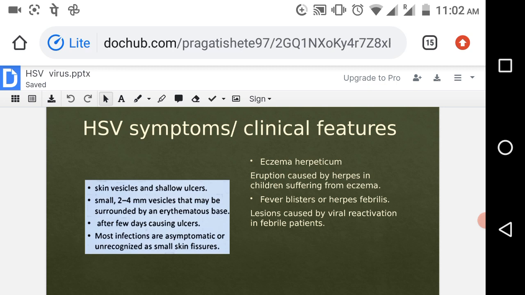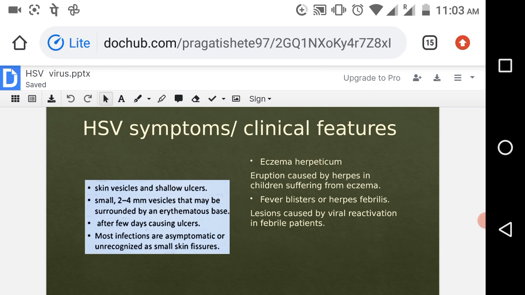Most infections, as we saw, can be symptomatic or asymptomatic. If the symptomatic disease is there, then what will be the symptoms? Majorly the ulcers and skin vesicles, which are 2 to 4 mm in size. These vesicles are surrounded with an erythematous base, and after a few days will develop into ulcers.